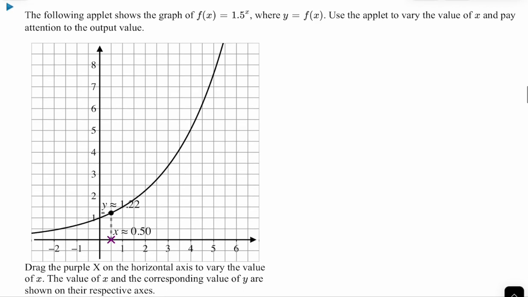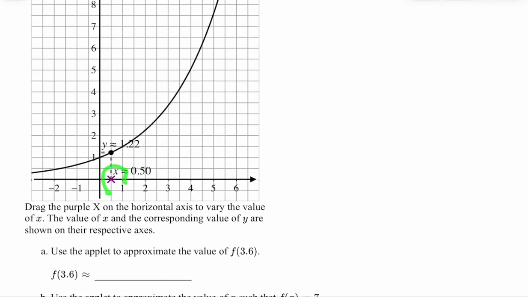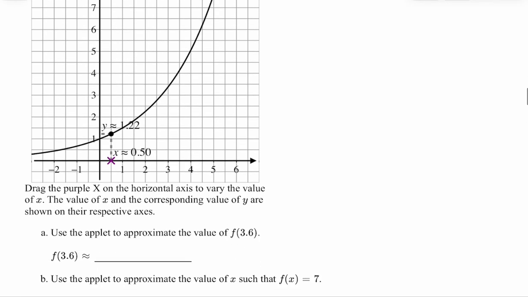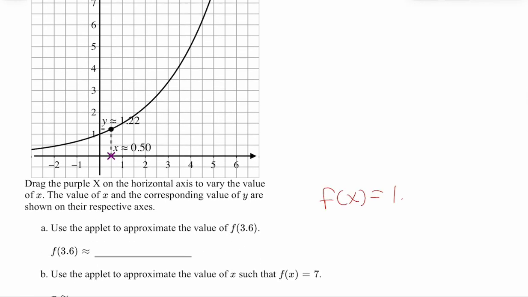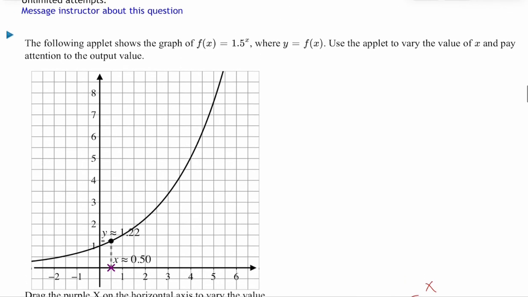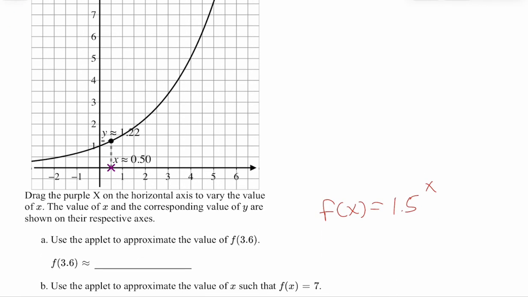Now you have a slider on this, but let me show you an idea of what you're trying to do. It says using the applet, see this little purple X? You're going to slide that back and forth. So this one says f of 3.6. Our function is f of x equals 1.5 to the x power. Let's slide it around and stop as close as we can to an x value of 3.6. f of 3.6 is whatever the height is.